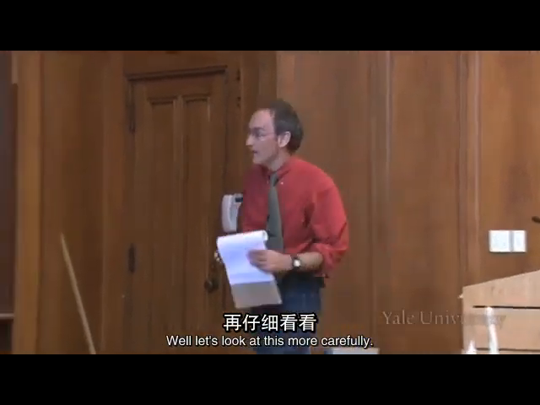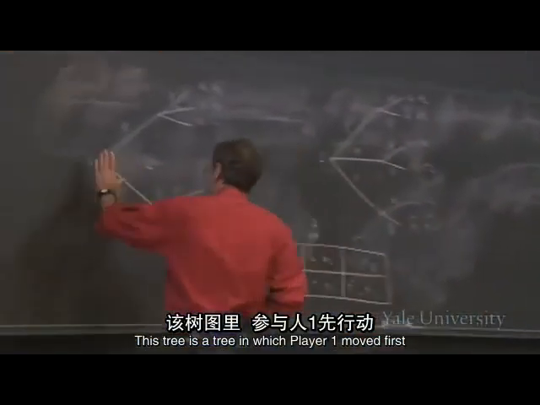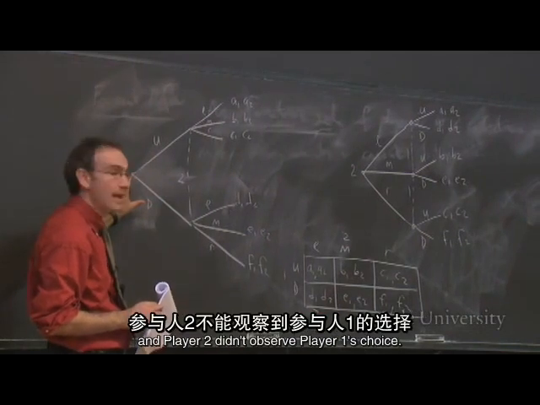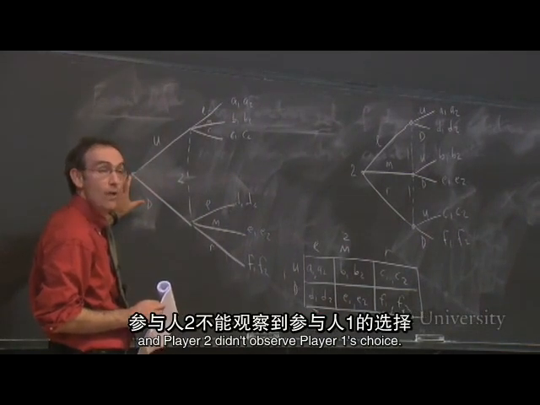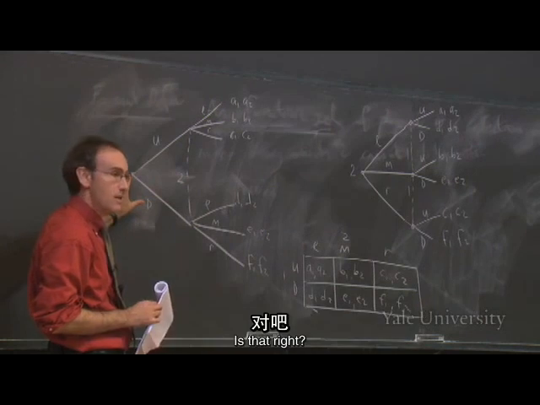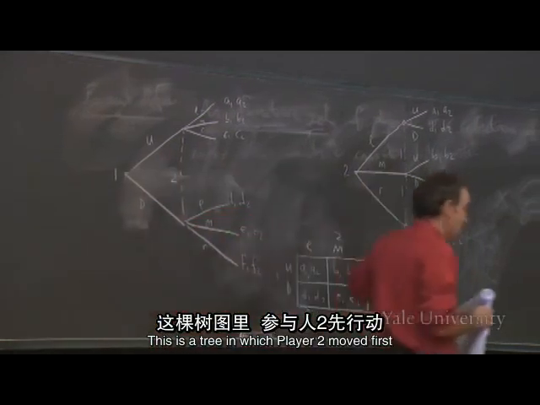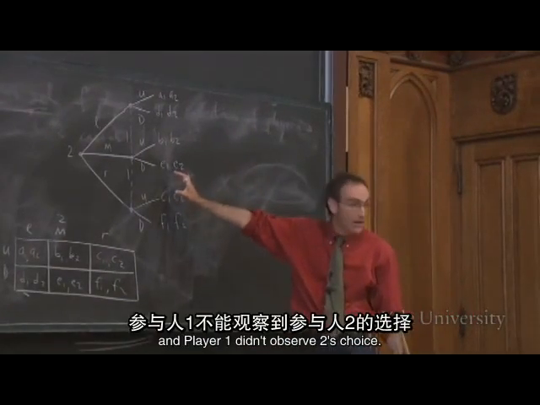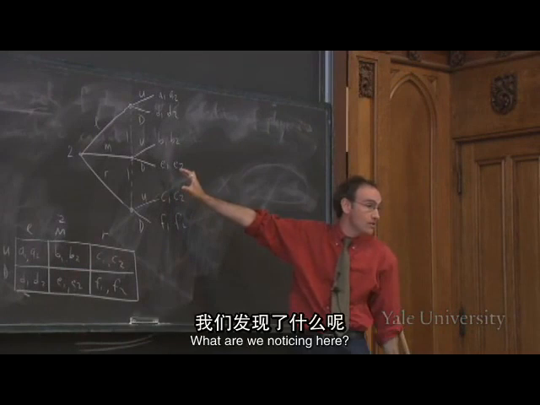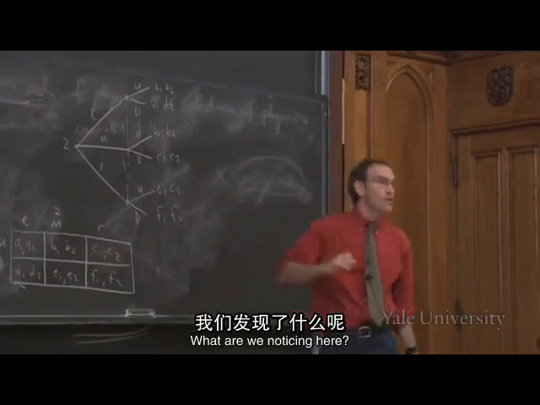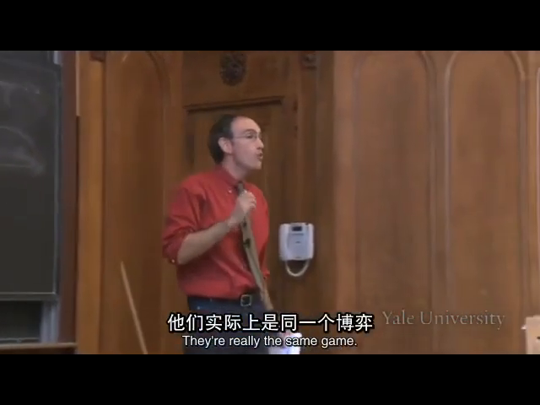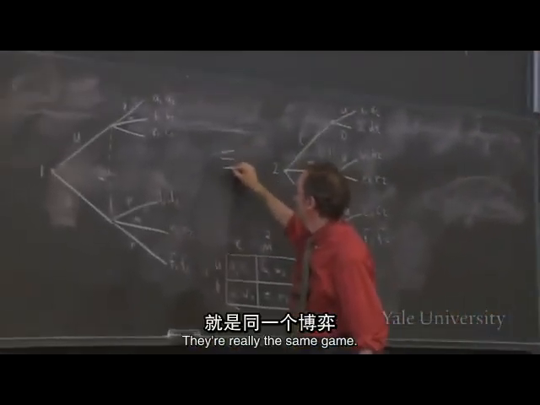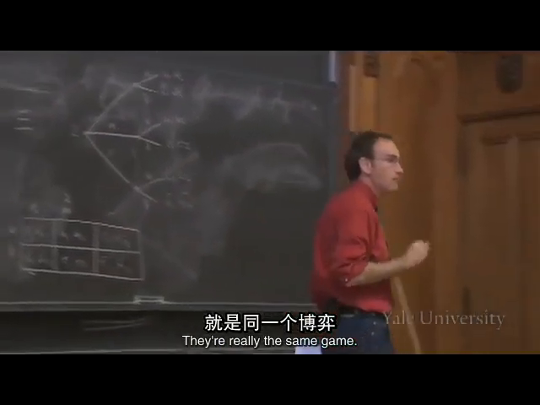Let's look at this more carefully. This tree is a tree in which player 1 moved first, and player 2 didn't observe player 1's choice. Is that right? This is a tree in which player 2 moved first, and player 1 didn't observe 2's choice. What are we noticing here? They're really the same game. There's no difference between these 2 games.